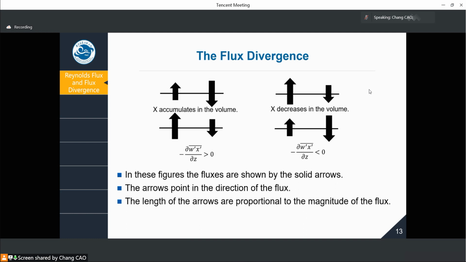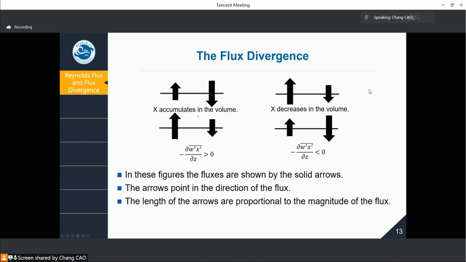We also talked about the flux divergence here. From the left picture, we know that the upward arrow represents positive flux, and the downward arrow represents negative flux. But no matter whether it is positive or negative, we find that there is more in and less out. So the net effect is that X accumulates in the volume.